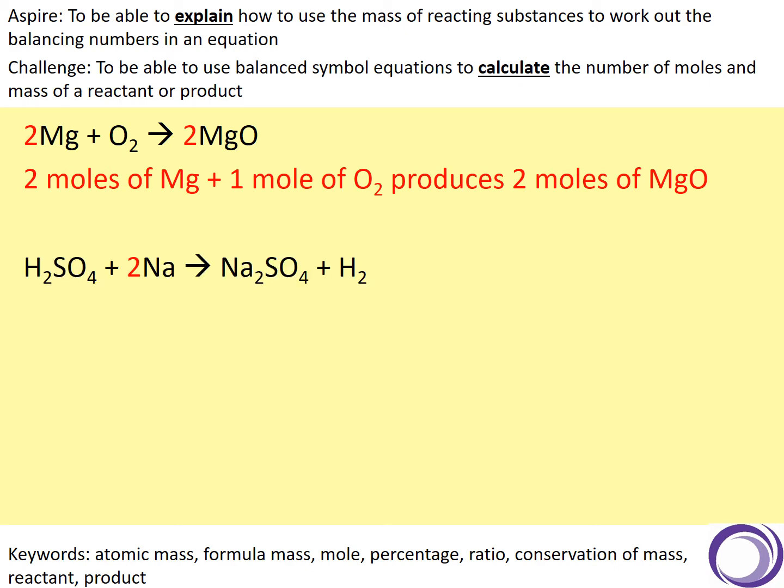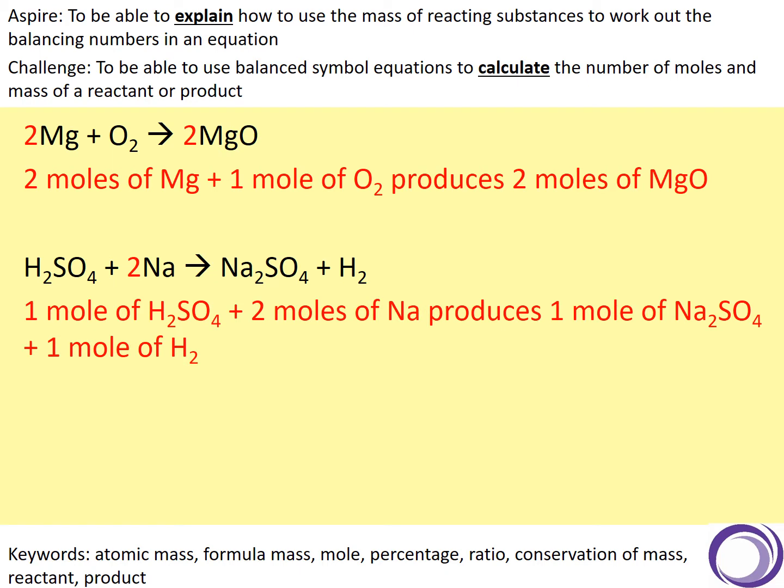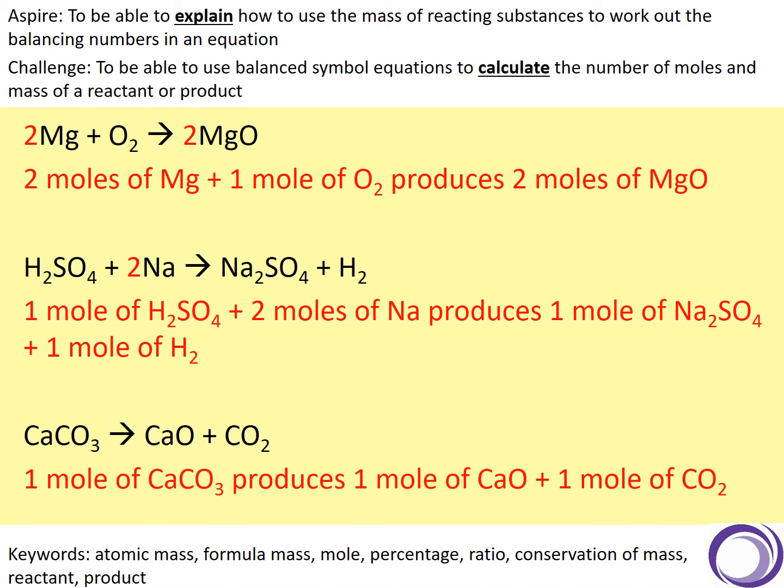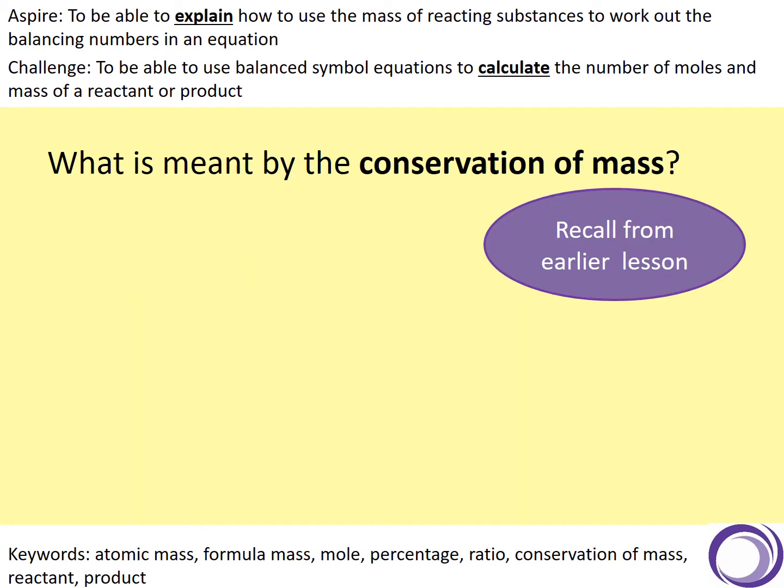With sulfuric acid and sodium, 1 mole of sulfuric acid with 2 moles of sodium produces 1 mole of sodium sulfate and 1 mole of hydrogen. Again, just looking at those balancing numbers. And finally, with our calcium carbonate, it was already balanced, so that tells us 1 mole of calcium carbonate produces 1 mole of calcium oxide and 1 mole of carbon dioxide.